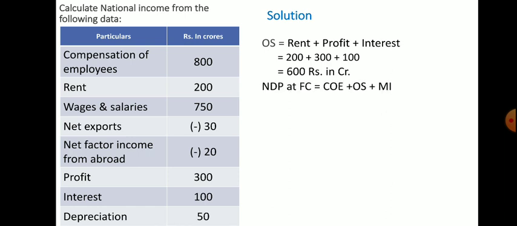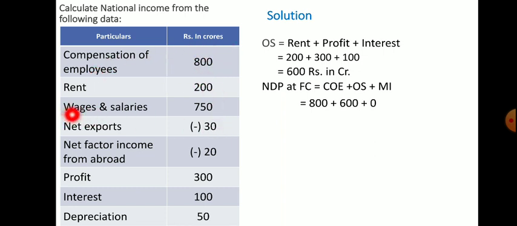Next, we have to calculate NDP at FC, that is equal to COE plus operating surplus plus MI, that is mixed income. We are putting these values. MI is not given in this table, so we have considered it as 0. Operating surplus we have just calculated as 600, and compensation of employees is given as 800.